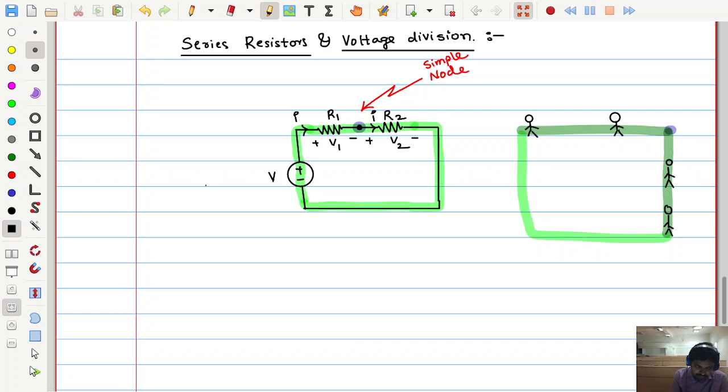Next, let us take Ohm's law to determine the voltage across R1 and the voltage across R2.